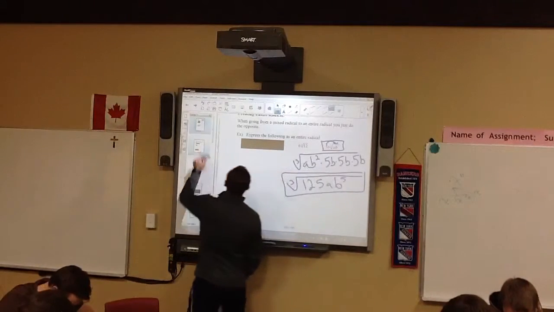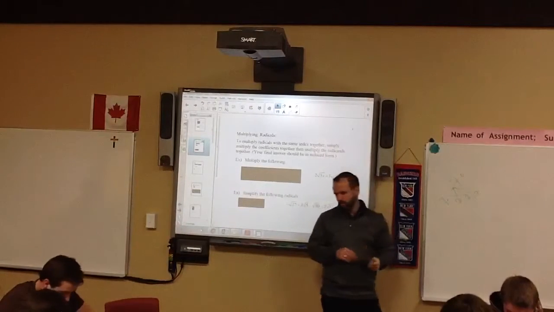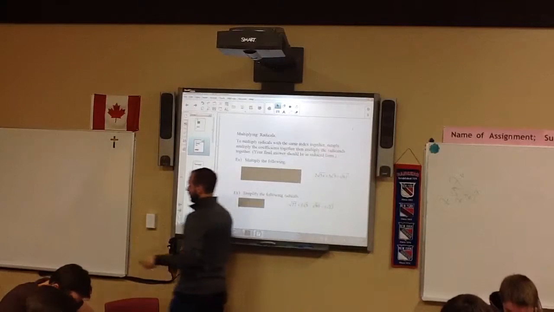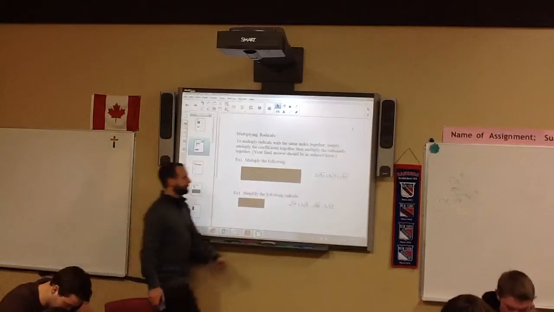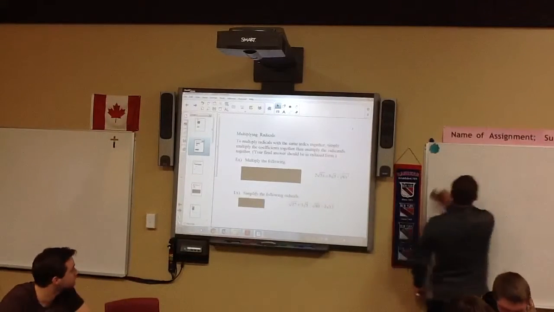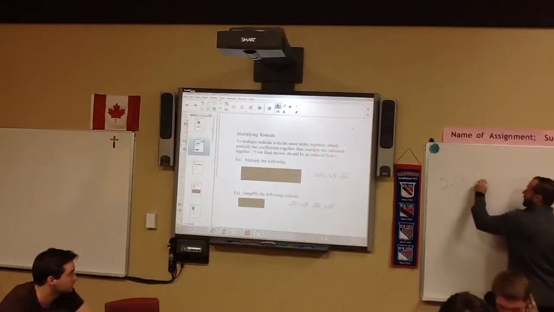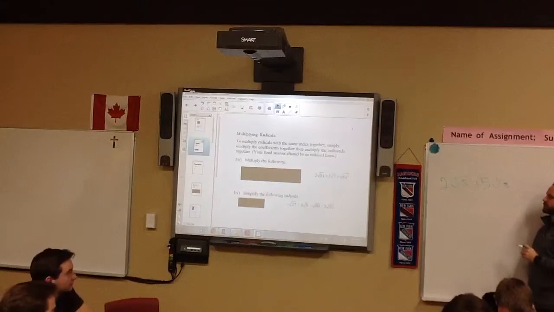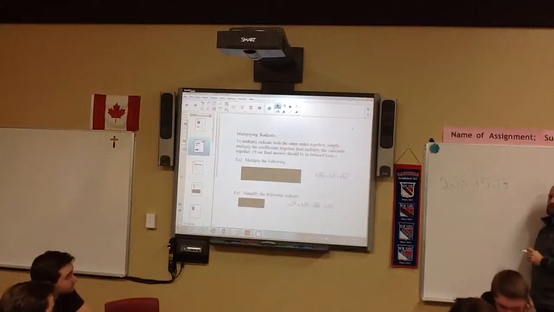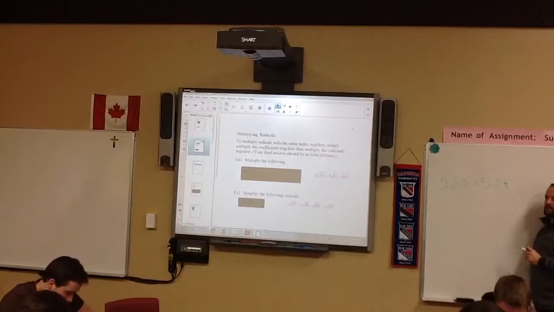Alright, good. Let's move on to multiplying. Now, when we talked about adding radicals, what was the rule that we gave you about adding radicals? If I had the example 2 root 3 plus 5 root 3, can I add these two together? Yes or no? Yeah. Okay, I need more than 2 people to answer the question. Okay? Why can I add these two together?